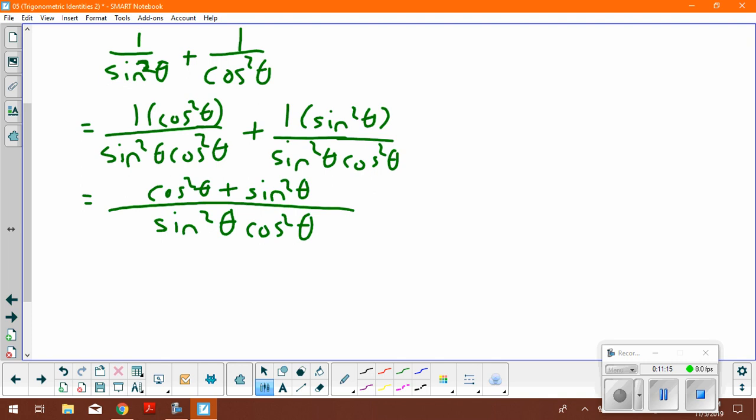Unfortunately, I have a bit more stuff on the top than on the right-hand side. But once again, there's that lovely identity. I have a cos squared and a sine squared. So sine squared plus cos squared is equal to 1. So now I have 1 over sine squared cos squared, and we did it. That's equal to the right-hand side.